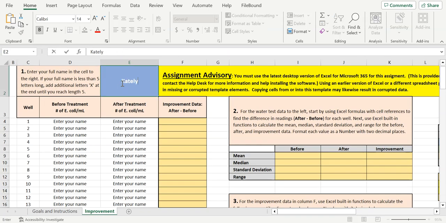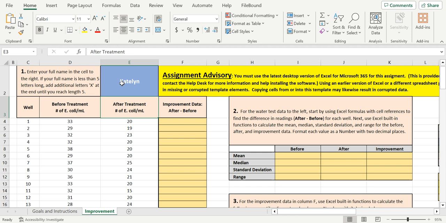As always, start by entering your name, and then you should be given data in columns D and E that represent the before and the after data. So the before data is the amount of E. coli in the well before the treatment. The after data is the amount of the E. coli in the well after treatment. In column F, we're going to find the improvement data. That is going to be the after minus before.